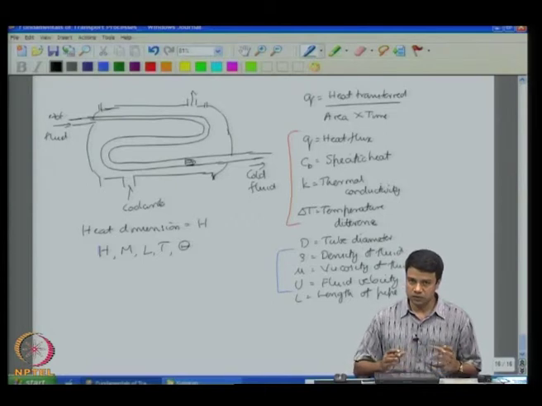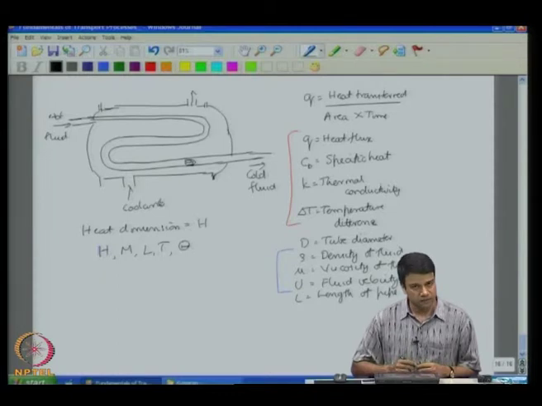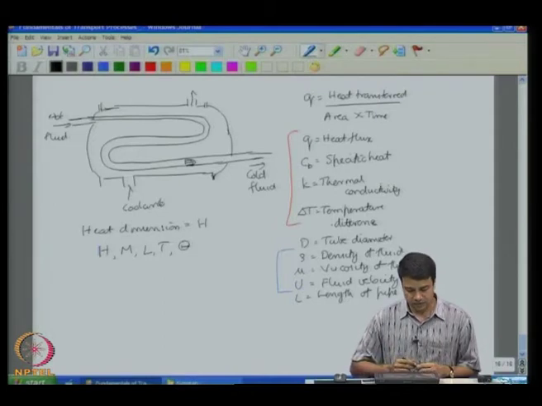So, rather than work with the total heat that is transferred per unit time, we could look at the average flux, which is the heat transferred per unit area per unit time. And that has to be a function of the average temperature difference between the inside and the outside fluid, the temperature difference delta T that I have written down here. And of course, it depends upon the thermal properties: the specific heat, the thermal conductivity, the diameter of the tube, the length of the pipe.